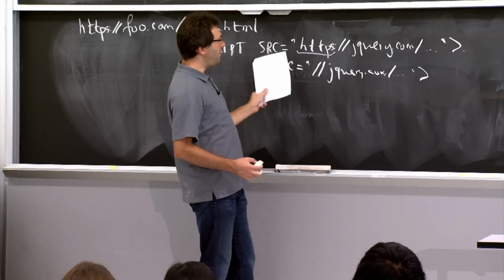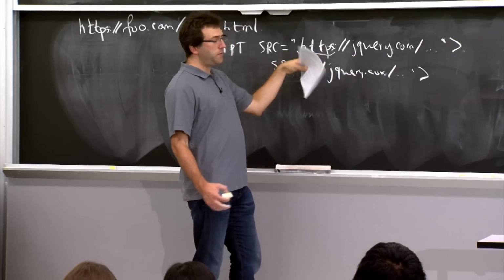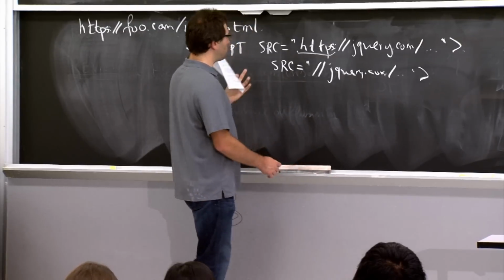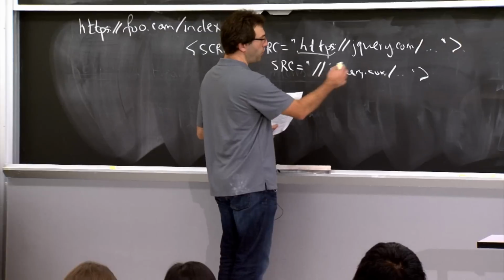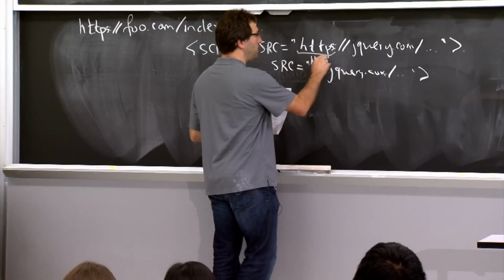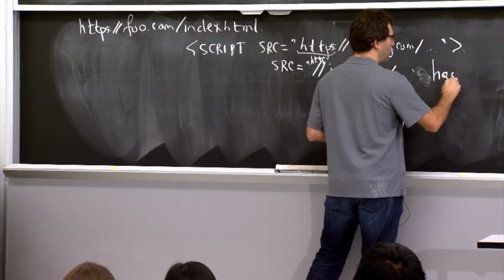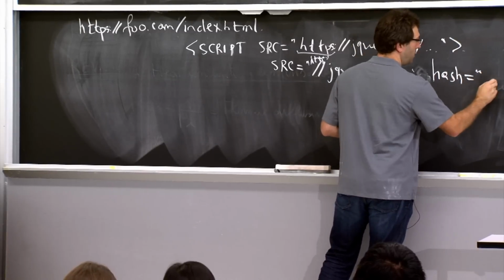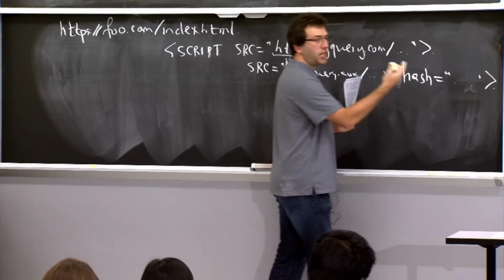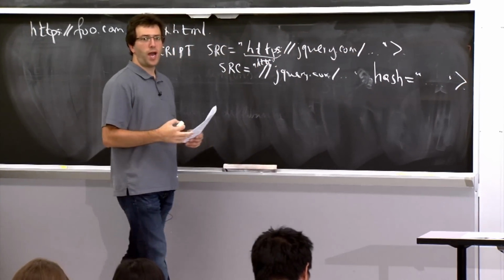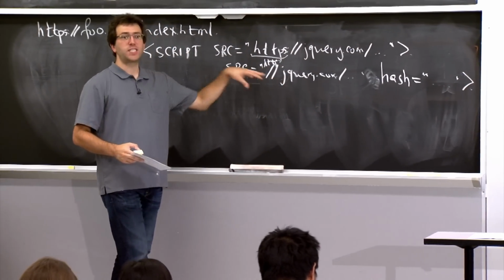So instead of having to refer to jquery.com with an HTTPS URL, maybe what you could do is just say script source equals jquery.com, maybe even HTTP. But here, you're going to include some sort of tag attribute like hash equals, and here you're going to put in, let's say, a SHA-1 hash or a SHA-2 hash of the content that you're expecting to get back from the server.